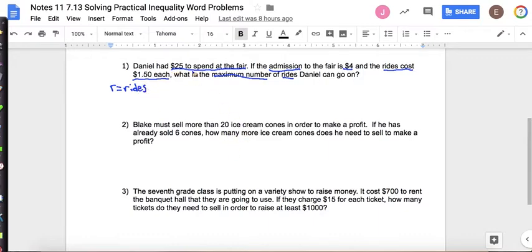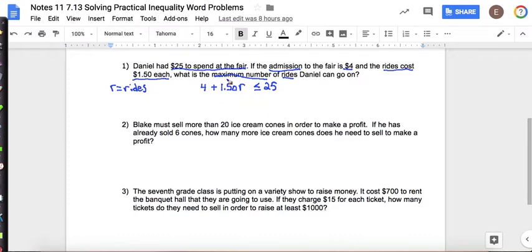So we know that Daniel had 25 to spend. And if we want to know the maximum number of rides that he can go on, then that is going to be less than or equal to, because maximum means the most he can go on. So he can't spend any more than 25, so he can spend 25 or less. Okay, now we have to put together the beginning. We know that the admission is $4 plus the rides cost $1.50 each. So that means I would multiply $1.50 times each ride. So I would write $1.50 R.